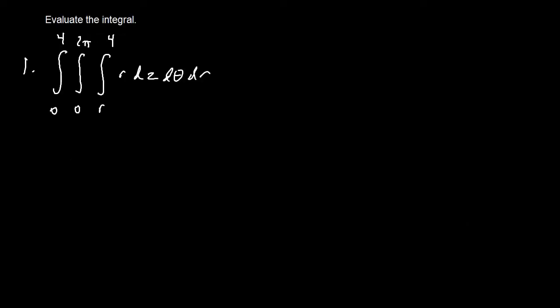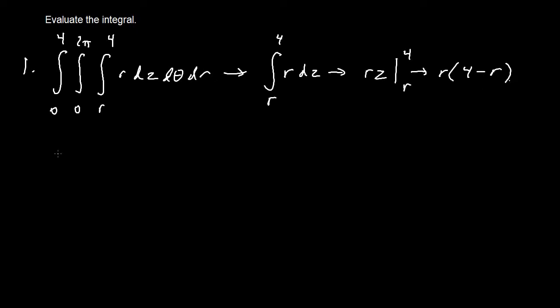So for number 1, we have the triple integral from 0 to 4, from 0 to 2 pi, and this time from r to 4, of just r times dz, d theta, dr. So realize that it is already in cylindrical coordinates since we have the variables r, theta, and z. So all we have to do is just evaluate this. If I write the inside integral from r to 4 of r dz, the integral of r dz is just r times z. We're going from the z bounds of r to 4. So we have r times, when I plug in 4 for z, we'll get 4, minus when I plug in r for z, we'll get r. So we're left with 4r minus r squared.